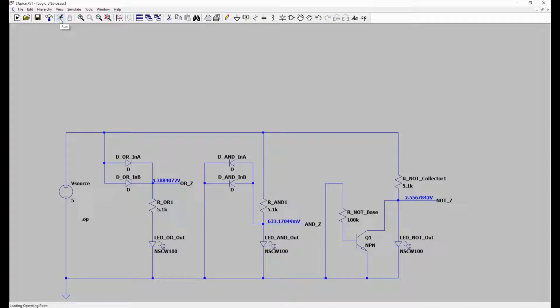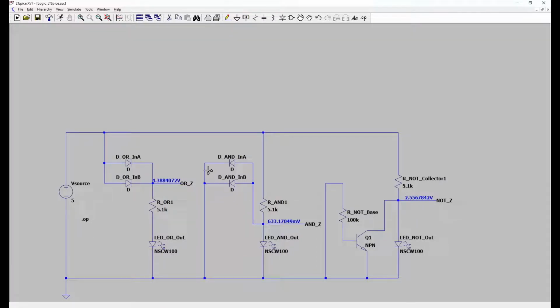And our OR gate works just fine. The AND gate. We know that 0 and 0 equals 0.6 volts, which is close to a 0. It's not as good as I'd like it to be, but it is what it is with simple diode logic.